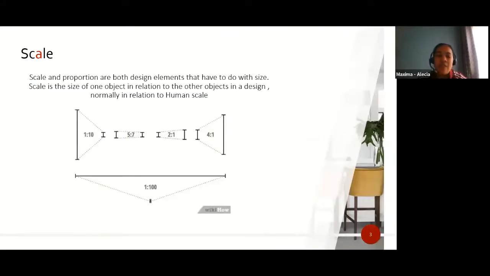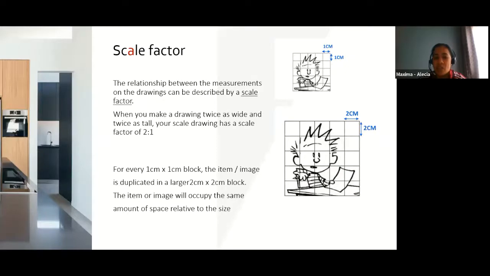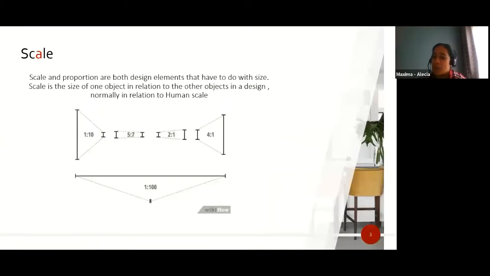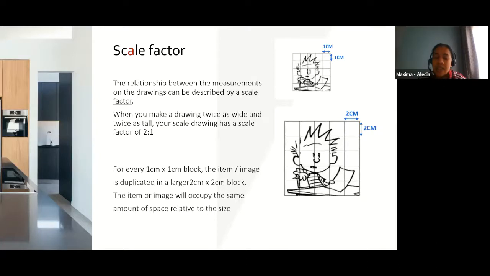Okay, so the first thing I'd like to speak about is scale. Scale and proportion are both design elements that have to do with size. Scale is the size of one object in relation to another object in a design, normally in relation to the human scale. If you look at the image there, it shows general ratios, from 1 to 10, 5 to 7, and so forth. Going forward, there is a scale factor.